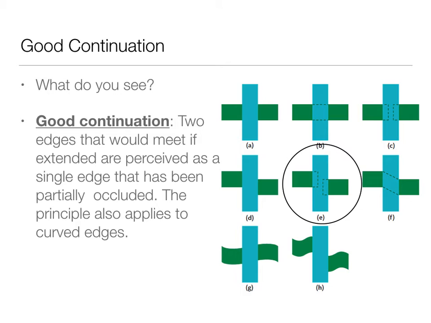This works also for curved images. When you look at G, you're going to see that G is one image on top of another image, or you're going to say that H is one image on top of two images. So this works for both straight and curved edges.